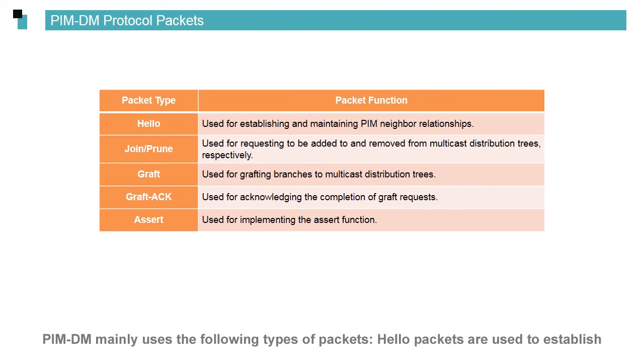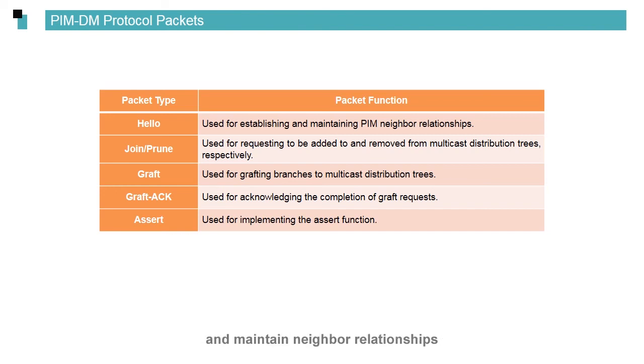PIM-DM mainly uses the following types of packets. Hello packets are used to establish and maintain neighbor relationships. Join and prune packets are used to join multicast distribution trees and remove branches from those trees respectively. Graft packets are used to add devices to multicast distribution trees. Graft ACK packets are sent to acknowledge a graft after it is complete.